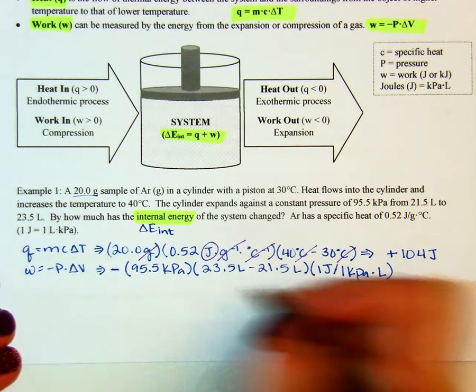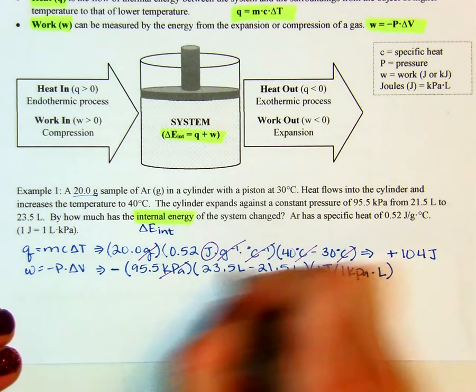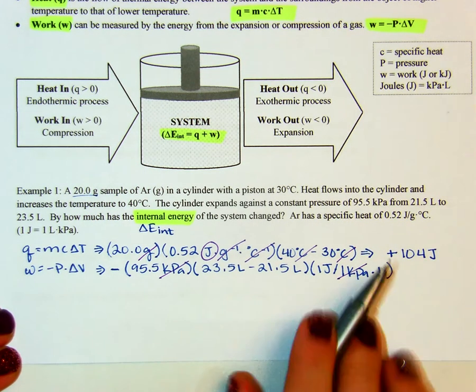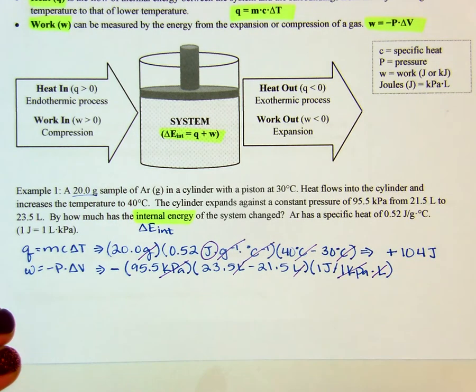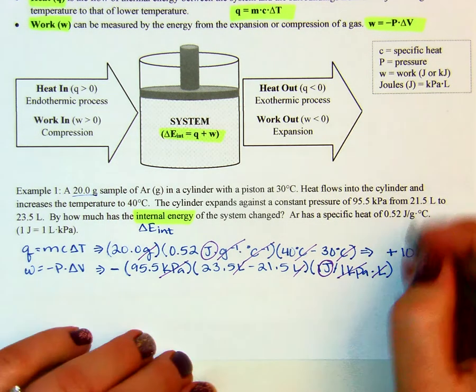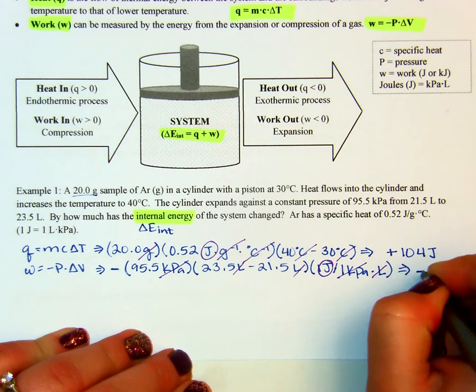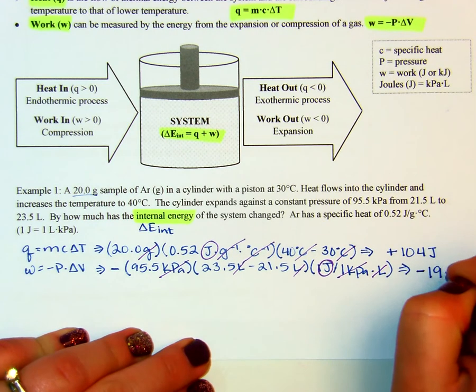So canceling my units here, kilopascals cancel. These kPAs are on the bottom of the fraction bar. Those cancel. My liters cancel out there. And I should be left in joules. Yes, I am. Perfect. So when I plug this into my calculator, I get a negative value, so 191 joules.